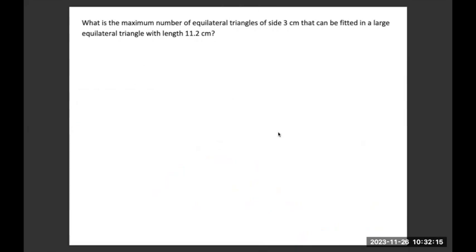What is the maximum number of equilateral triangles of side 3 centimeters that can be fitted in a large equilateral triangle with length 11.2? I'm not sure if you've done this or not. I don't remember.